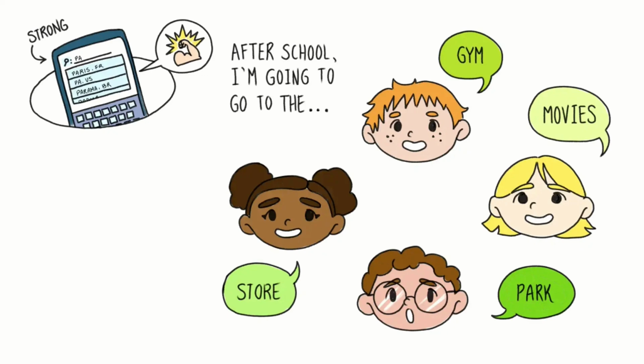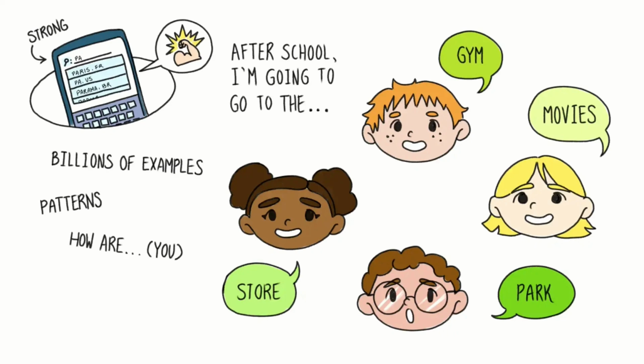LLMs do something similar, but on a massive scale. They've been trained on billions of examples of text, so they've learned patterns in language: which words tend to follow others, which combinations make sense grammatically, and what information is factually consistent.